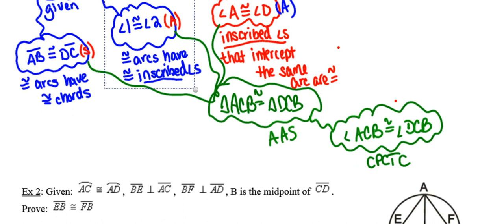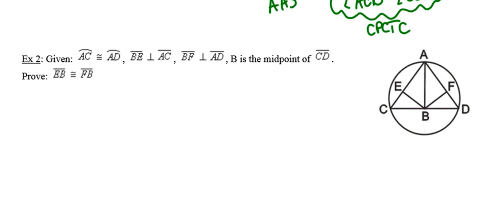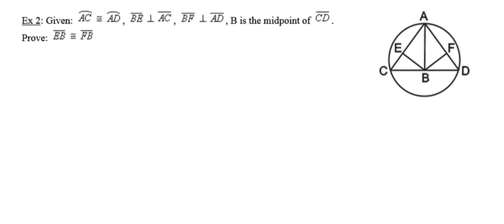So there's a nice little proof that combines your new knowledge about circles with your old knowledge about triangles all together in one proof. All right, let's go ahead and take a look at number 2. Number 2 says arc AC is congruent to arc AD.